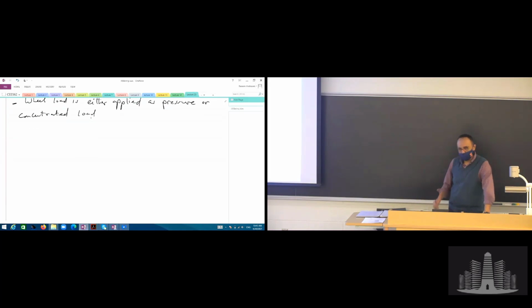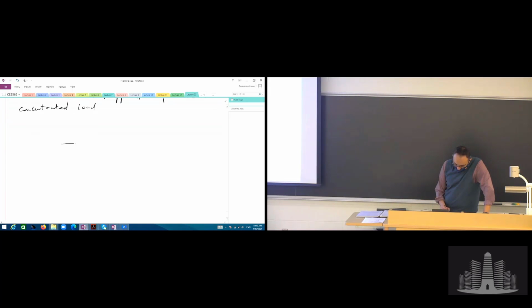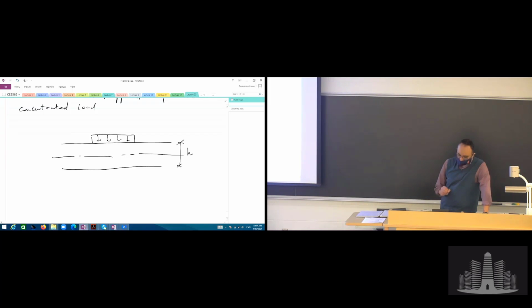Okay, as a concentrated load, that's kind of straightforward. But how about pressure? Well, here is how you follow the rule when you're applying this as a pressure. Let's say that this is the top surface and the bottom surface of the slab. You apply pressure like this, okay? And the pressure is pointing, of course, downward. This is the center line, for example, of the deck. The deck, let's say, has a full thickness of H.